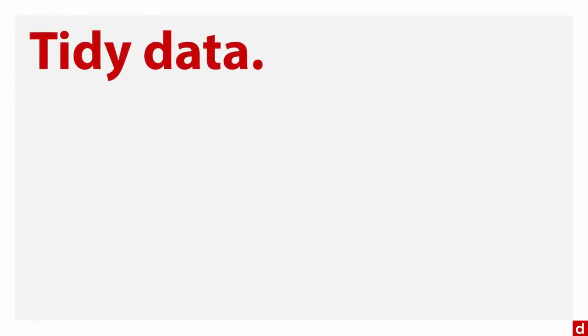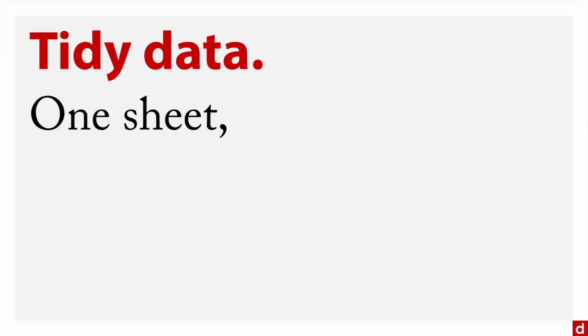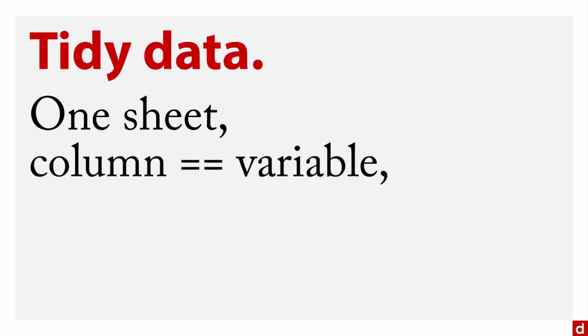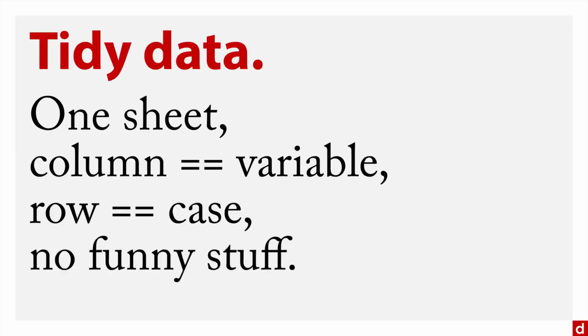Now, what do I mean by formatted right? There's a term from Hadley Wickham in the R developer community, tidy data, and it's referring to something very specific. It says that your file should have only one sheet, so that's one worksheet, even though Excel can take more than that. That each column should be exactly equal to one variable, and that each row should be equal to one case. And an important thing is no funny stuff in your Excel sheet, because Excel is very flexible.